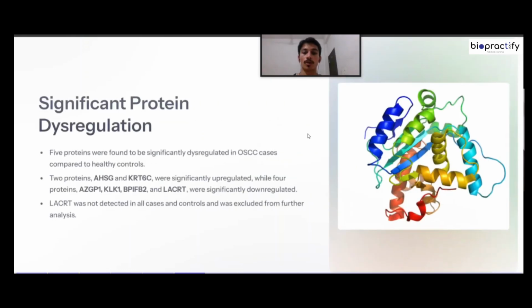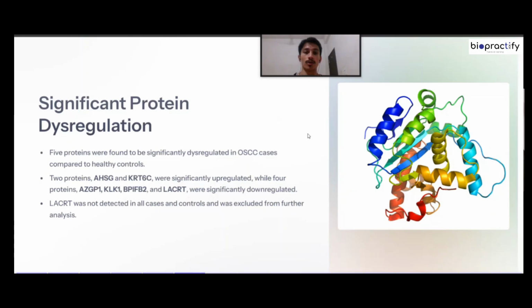Now moving on to the next one. So significant protein dysregulation was seen in 12 highly dysregulated proteins. Out of those 12, 5 proteins were found to be significantly dysregulated in OSCC cases compared to the healthy controls. So basically, they studied OSCC samples and healthy individual samples, and they found that 5 proteins out of those 12 significantly dysregulated ones, majorly contributing to the OSCC cases.